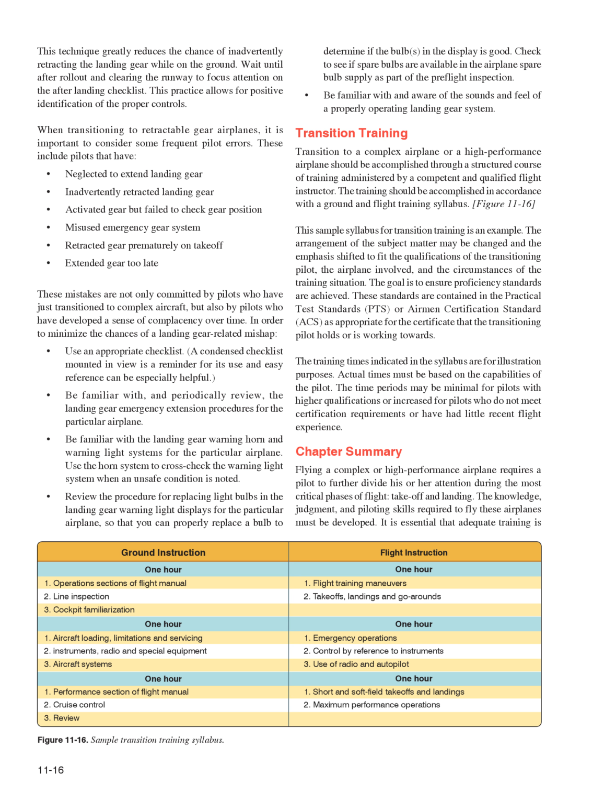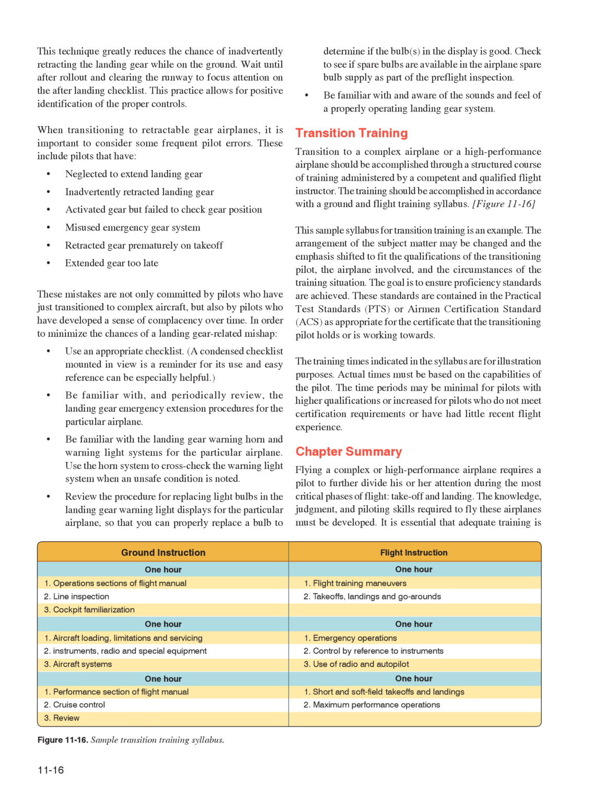In order to minimize the chances of a landing gear-related mishap, use an appropriate checklist. A condensed checklist mounted in view is a reminder for its use, and easy reference can be especially helpful. Be familiar with, and periodically review, the landing gear emergency extension procedures for the particular airplane. Be familiar with the landing gear warning horn and warning light systems for the particular airplane. Use the horn system to cross-check the warning light system when an unsafe condition is noted.